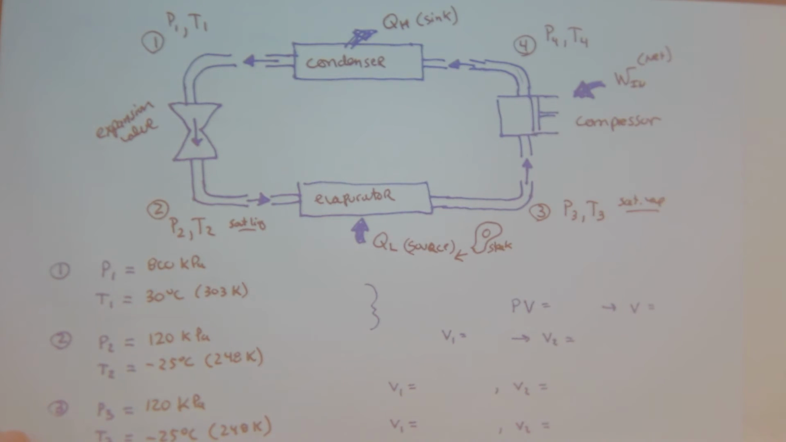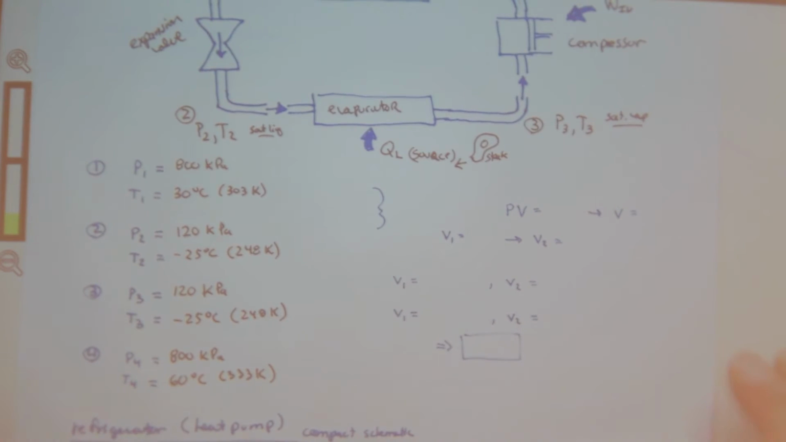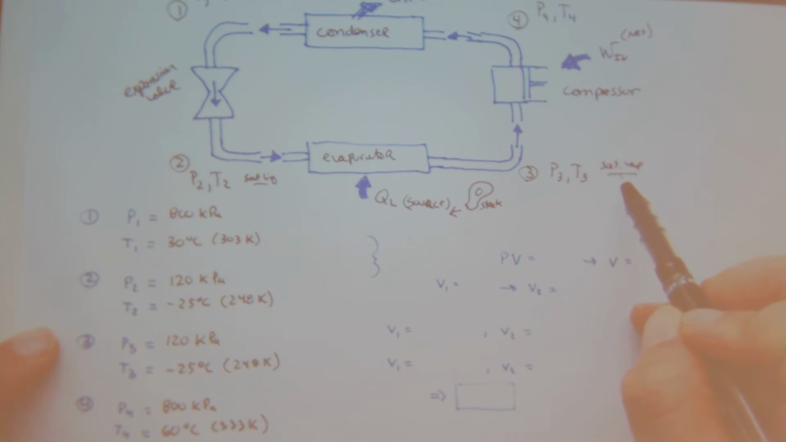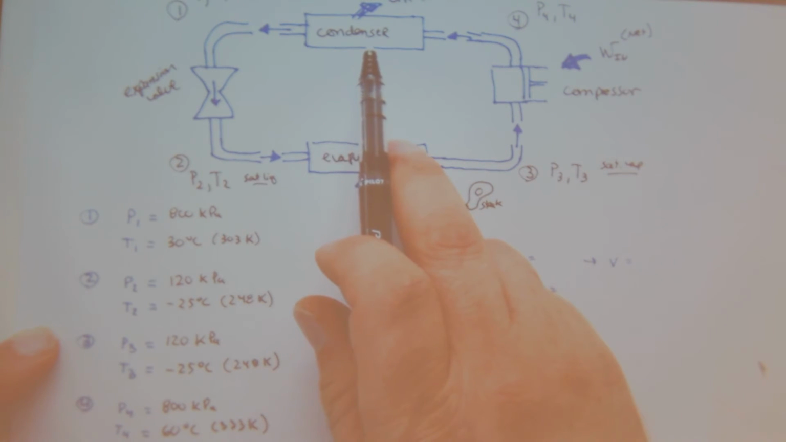Compressor. Now I'm compressing it, so I bring it back to 800 kilopascals. And in that process, I increase the temperature to 60 degrees C, so 333 Kelvin. So saturated vapor, what is it here? Saturated vapor. Maybe a mixture. It's usually a mixture, right? But it's still not a pure liquid because you have to condense it.